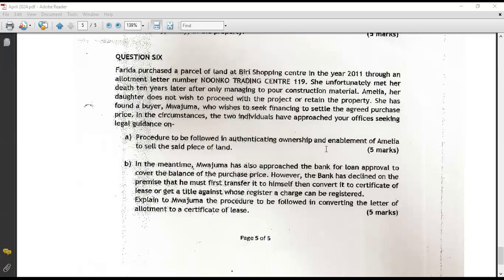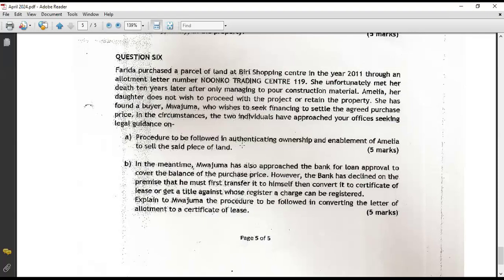Okay. Maybe something else that I may have missed, and perhaps guide in terms of it being conveyancing, how much detail do we need to go into? So the mother died. So it means that now this property, again, it reads like it's more intestate. It's not clear whether Amelia is the only child of Farida. You see, in an exam, you don't deal with what you have not been told.